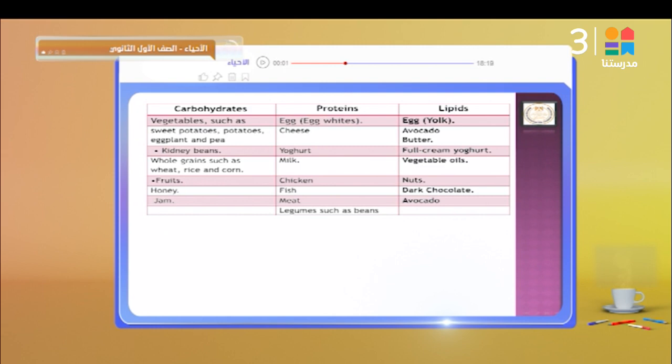Okay. Lipids: egg yolk. What's the meaning of yolk? اللي هو صفار البيض. Yolk, صفار البيض, stores lipids inside the eggs. Okay. Avocado stores lipids. Butter, what's the meaning of butter? زبدة. Full creams, yogurt, vegetable oils, nuts, what's the meaning of nuts? مكسرات. Dark chocolate, avocado. Okay.